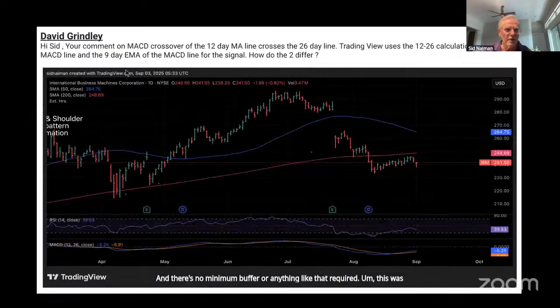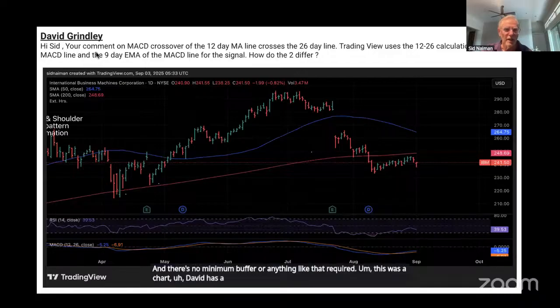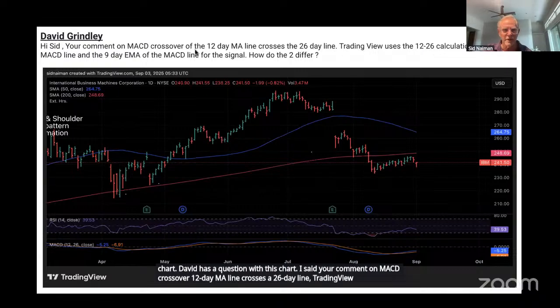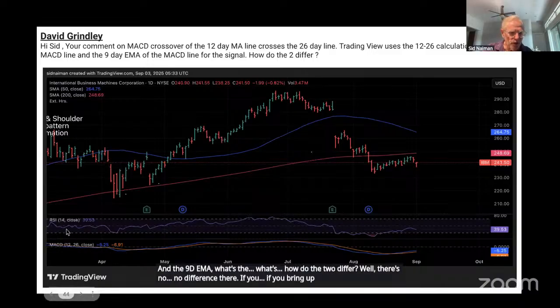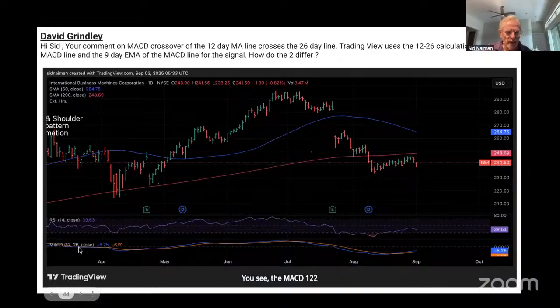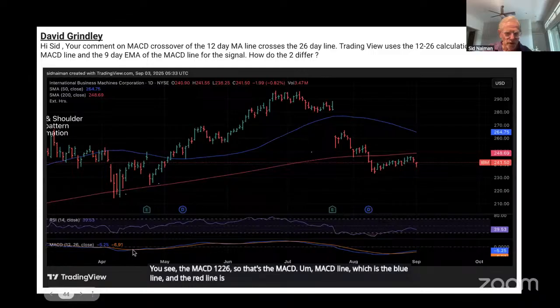This was the chart. David has a question with this chart. He says, your comment on the MACD crossover, the 12-day MA line crosses the 26-day line. TradingView uses the 12-26 calculation for the MACD line and the 9-day EMA. How do the two differ? Well, there's no difference there. If you bring up TradingView, like here, on the lower left you see the MACD 12-26. So that's the MACD line, which is the blue line, and the red line is the signal line. The blue line and the signal line are calculated at the same time.